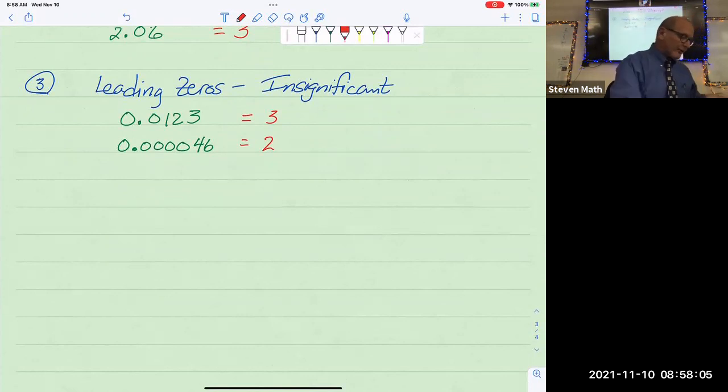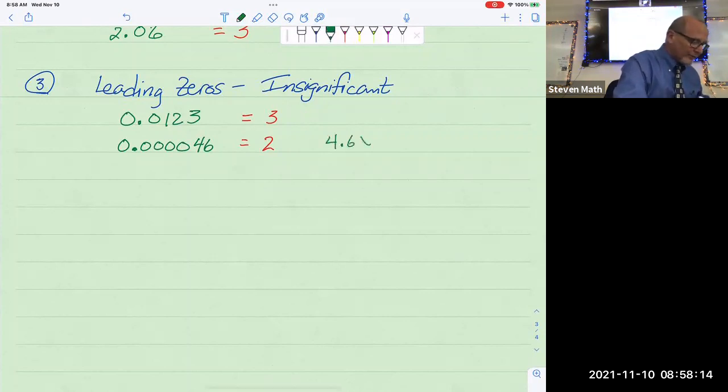See, we look at 0.000046, and that looks kind of weird. Well, what if we just wrote that as 4.6 times 10 to the negative 5? Boom. Same thing, same number. Okay, 4 and 5 are trailing zeros.